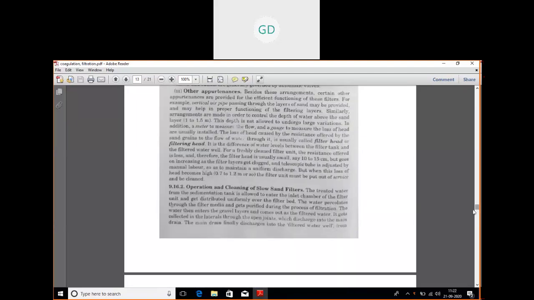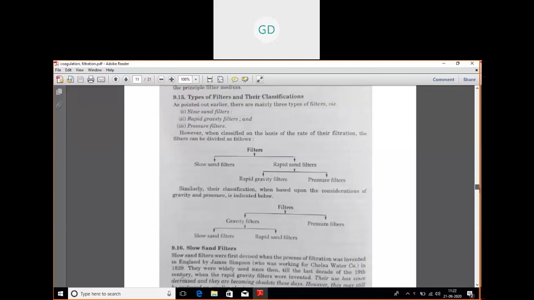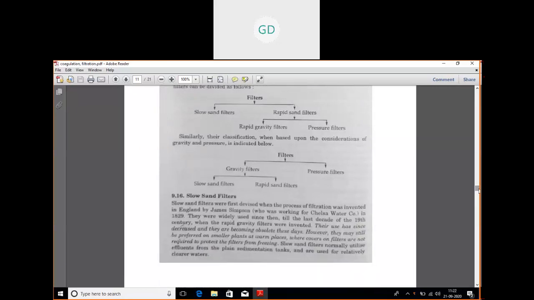In brief, I'm going to tell you about slow sand filters and rapid sand filters, what these two types of filters are. So, slow sand filters and rapid gravity filters. From the name itself, I guess you can distinguish between the two, like slow and rapid. One will have a slow rate of filtration and the other will have a fast rate of filtration.